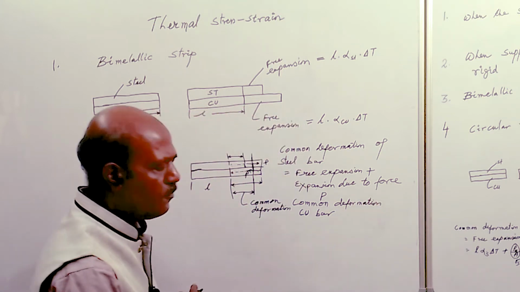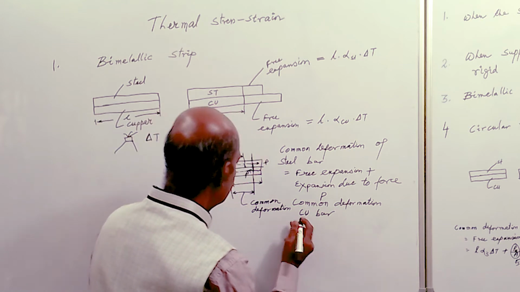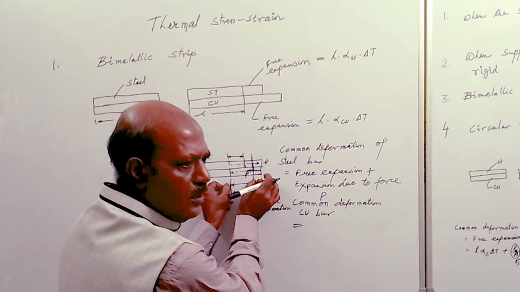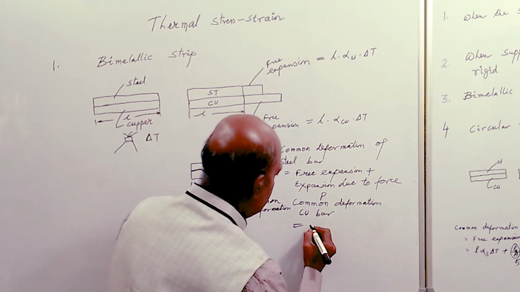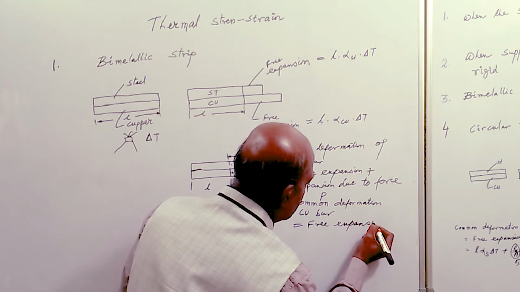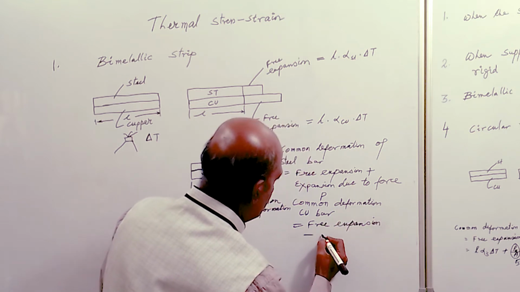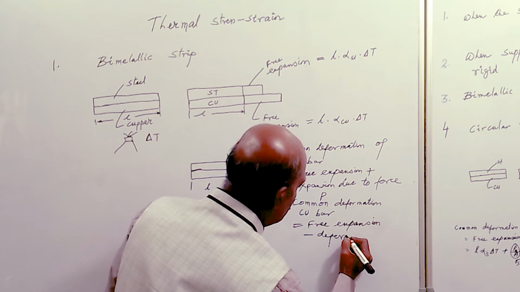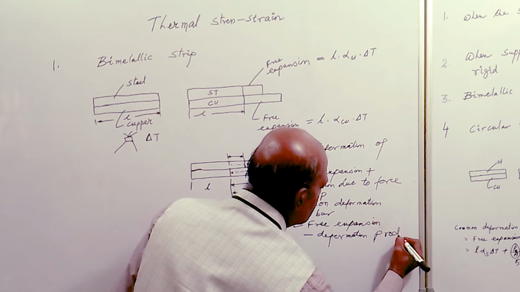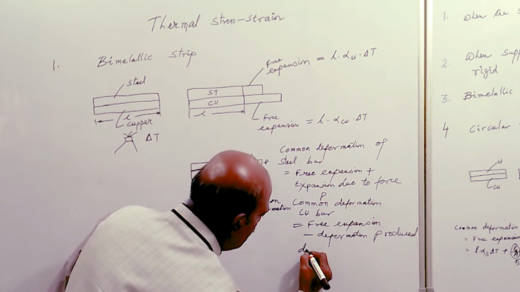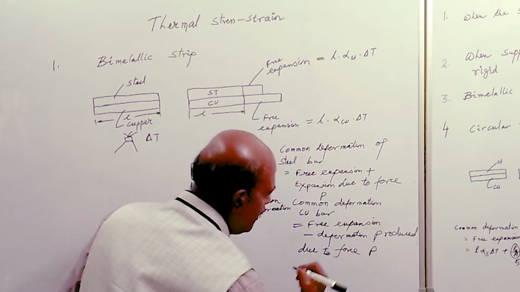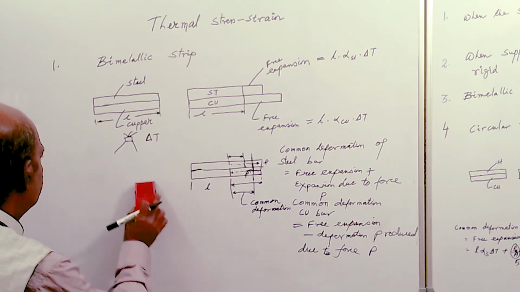now the common deformation of the copper bar is given by the free expansion minus the deformation due to force P, that is, free expansion minus the deformation or expansion produced due to force P.